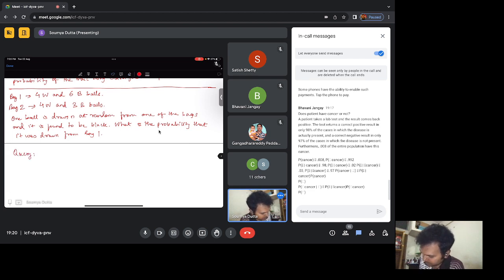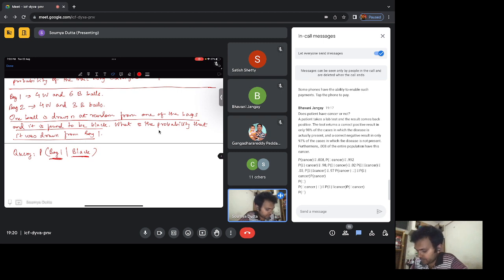So this is what you have been asked to find. Given that you have a black ball, what is the probability that you had selected bag 1? The question is: one ball is drawn at random from one of the bags and it is found to be black. So this has turned true. What is the probability that it was drawn from bag 1? This is what you are requiring.